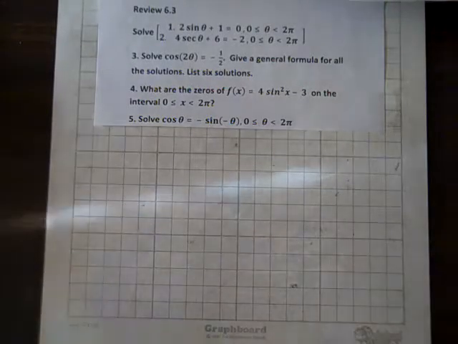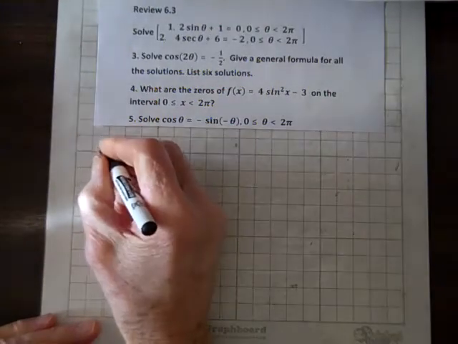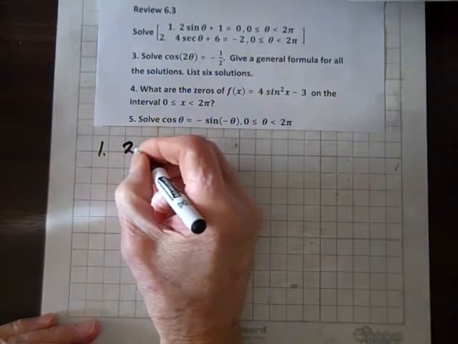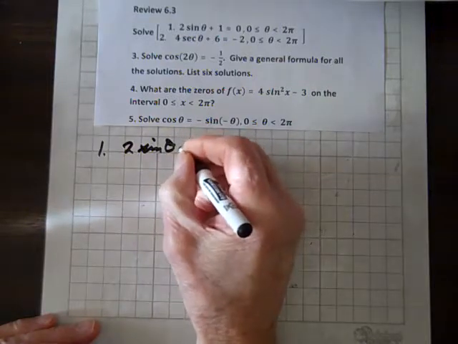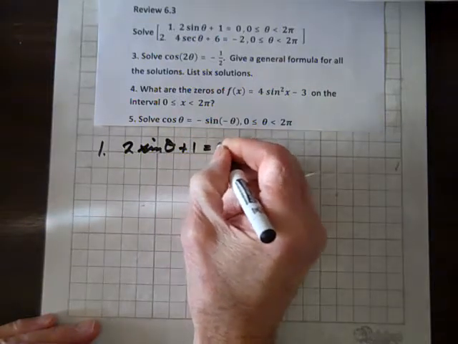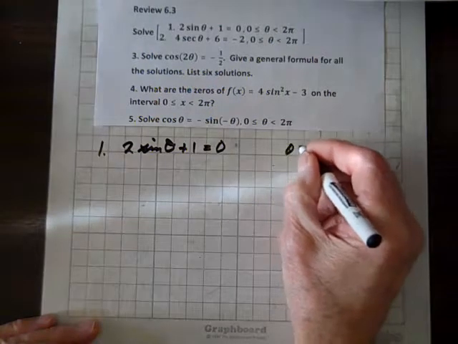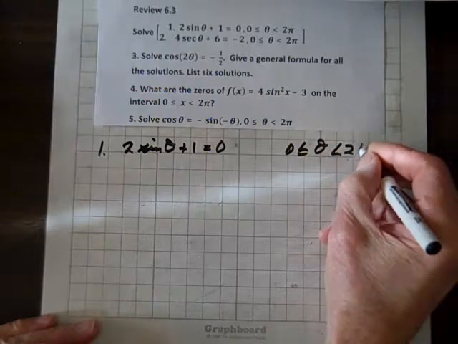Okay, now we're doing the review for 6.3. So, first question is solve 2 sine theta plus 1 equals 0 on the interval 0 is less than or equal to theta, which is less than 2 pi.